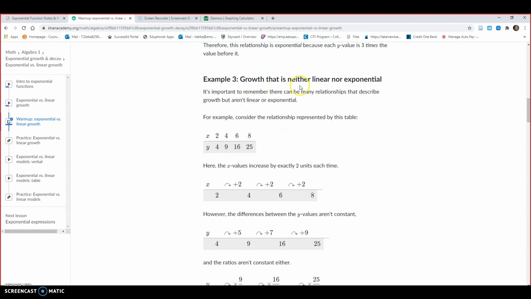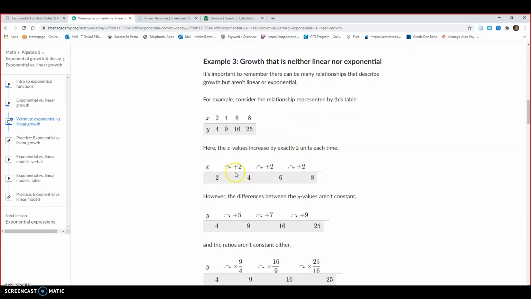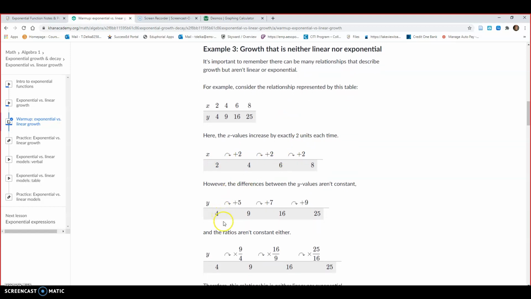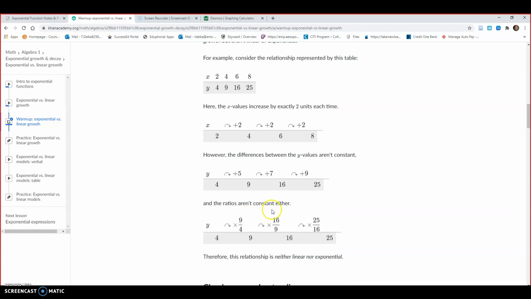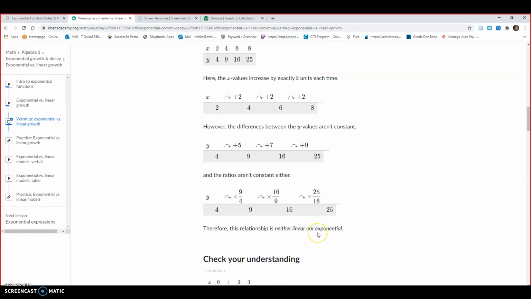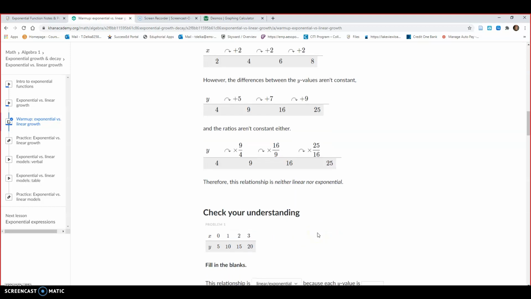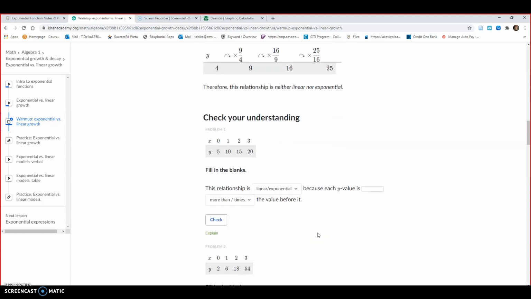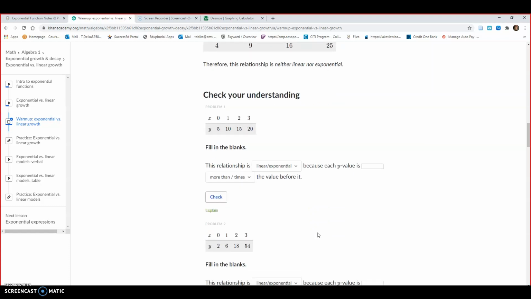Then they give me number 3, growth that is neither linear nor exponential. The x values are all adding by 2. But for the y, they're adding, but they're not adding by the same number. And the ratios aren't constant: 9 over 4, 16 over 9, 25 over 16. They're saying there's no relationship. It can't be linear or exponential.